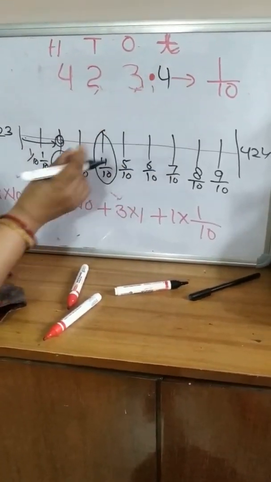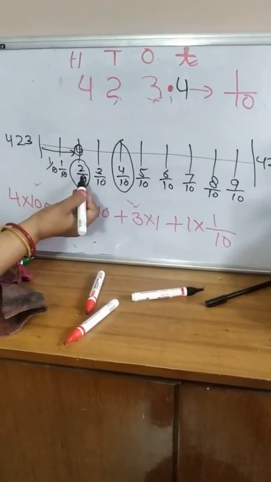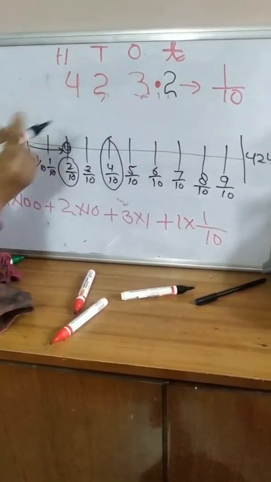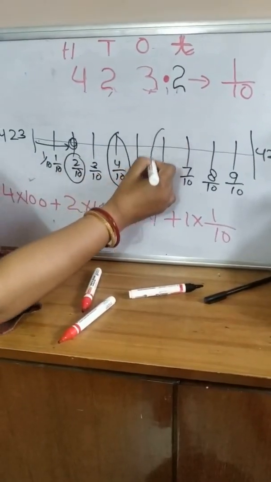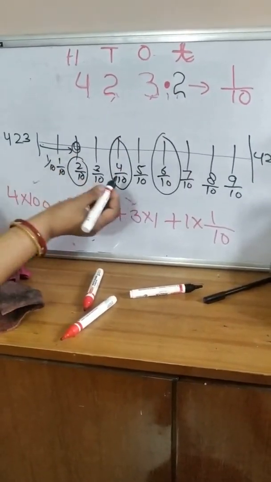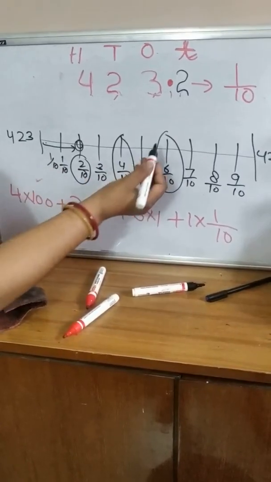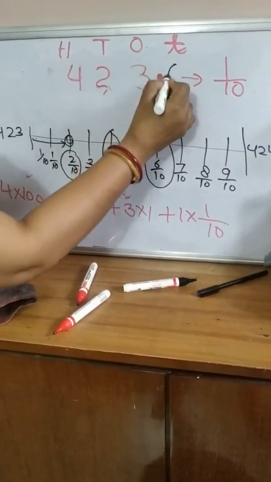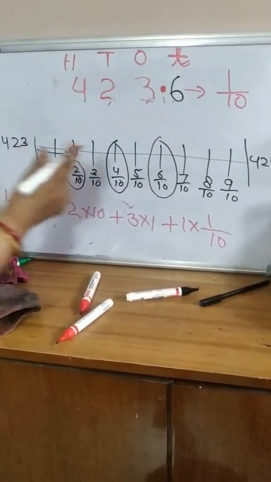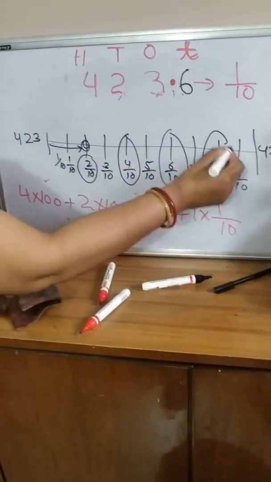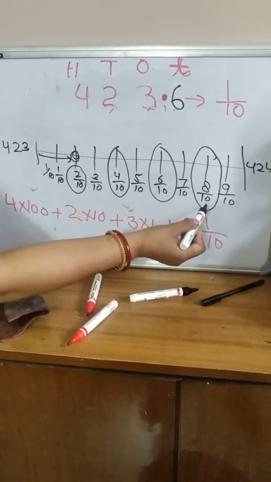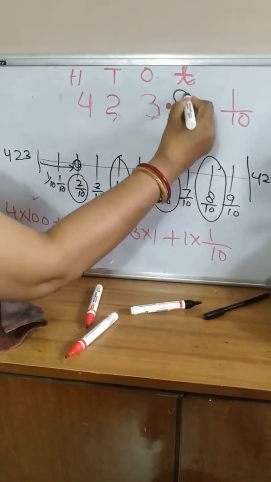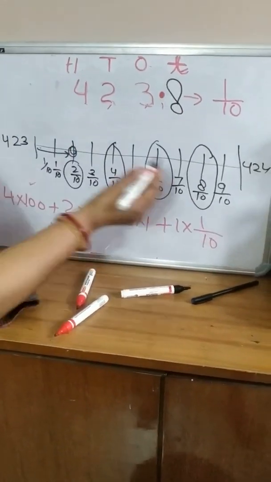Now, when I am going to take this 2/10, then at the tenths place, it will be represented by 2. When I am going to take this 6/10, what is the value? 423 6/10. Now here in the decimal part, in the tenths place, it will become 6. Now at the 8/10, at the tenths place, 423 8/10. The value of this tenths place will be 8. Now this is the 9/10.